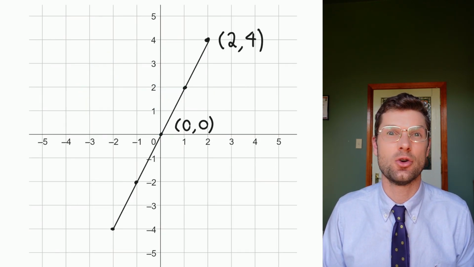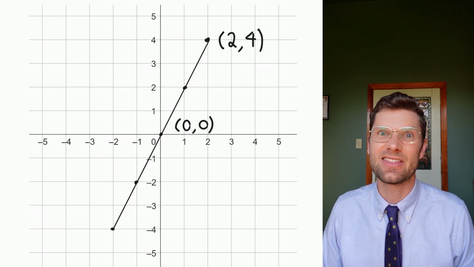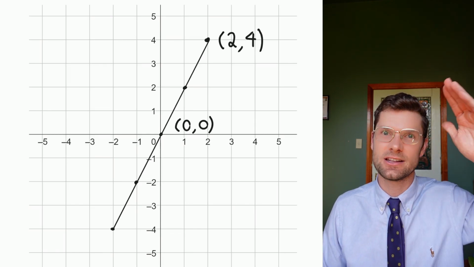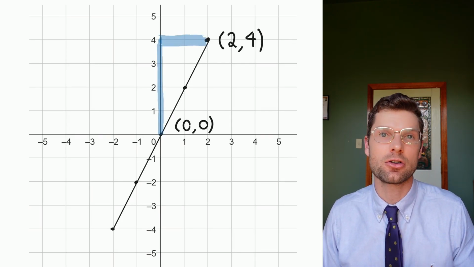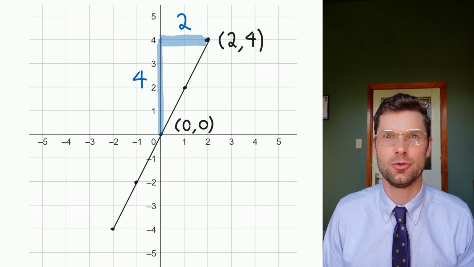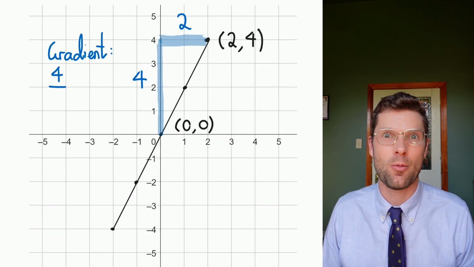Let's say instead of the 1, 2, I decided to go to that top point all the way at the end where I've got 2, 4. The same thing still happens. What's the change in the up and down divided by the change across? This triangle goes up 4 and then across 2. So the gradient is 4 divided by 2, which is equal to 2, and we're done.